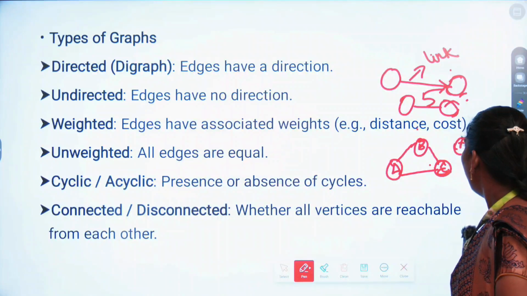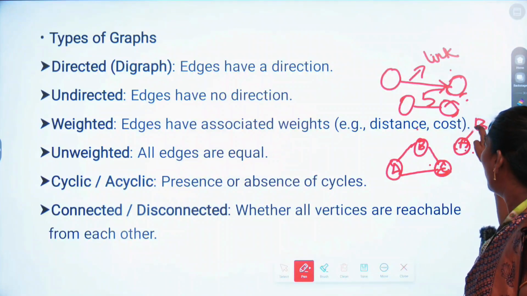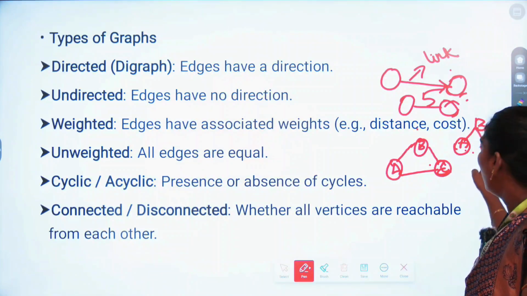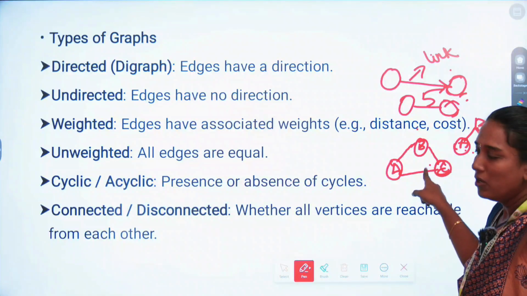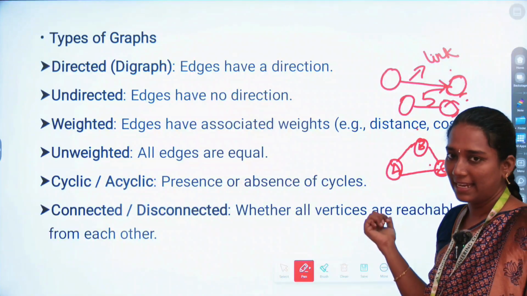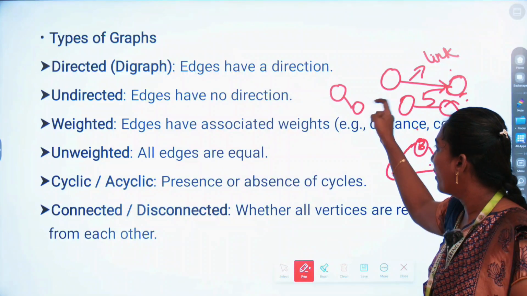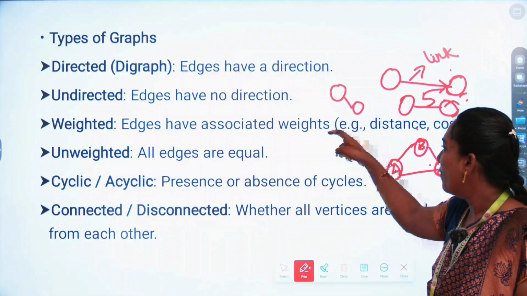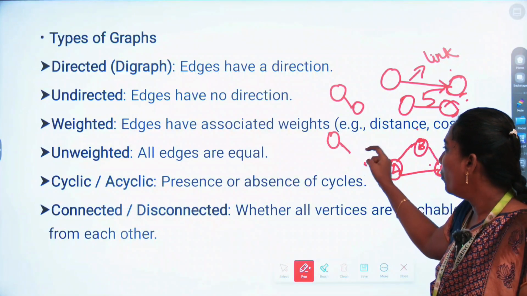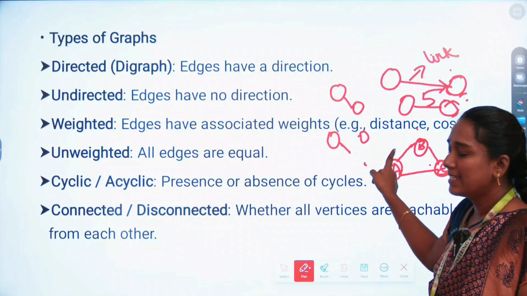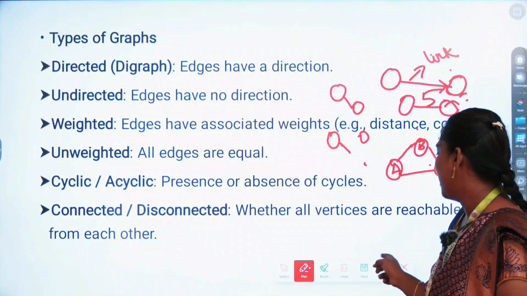So A, B and C. A to B, B to C, that's all. It will not connect from C to A. So this we call acyclic. And a connected graph is when it connects from one node to another, and when it does not connect from one node to another node, we call it a disconnected graph.